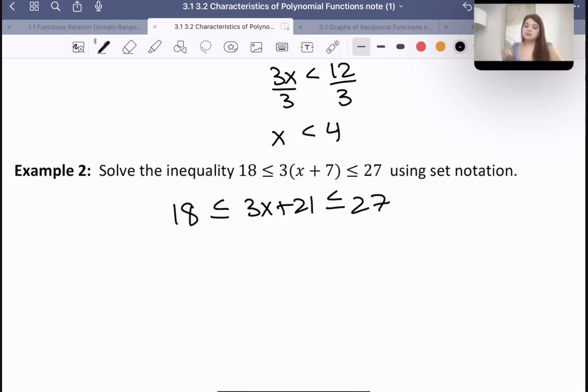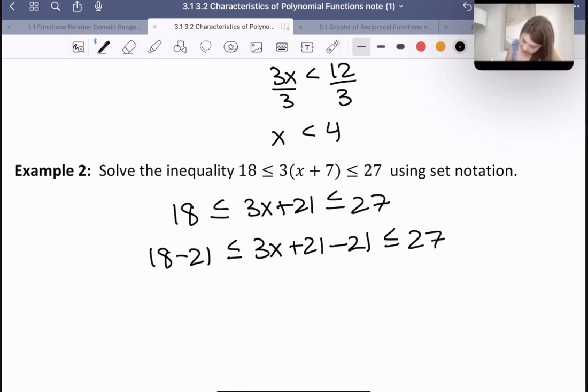Now I'm going to subtract 21 from all sides. So here we have 18 minus 21. Here we're going to have 3x plus 21 minus 21. And here we're going to have 27 minus 21. So over here, we're going to end up with negative 3. Over here, we're going to end up with 3x. And over here, we're going to end up with 6.